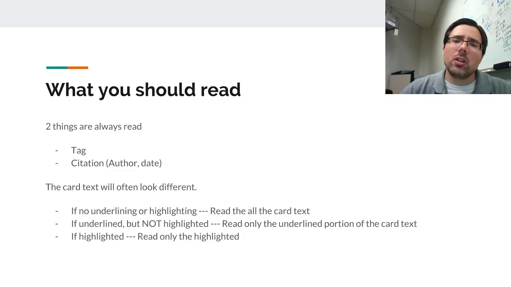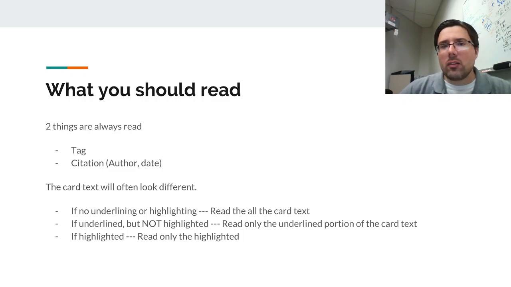The text of the card, so remember that big bunch of text that was there earlier, will often look different from card to card. If there is no underlining or highlighting inside of the card text, you will read every single word. This is wildly inefficient and is very, very frowned upon because it means you don't have a familiarity with the evidence and instead are just kind of winging it. You don't want to do that.